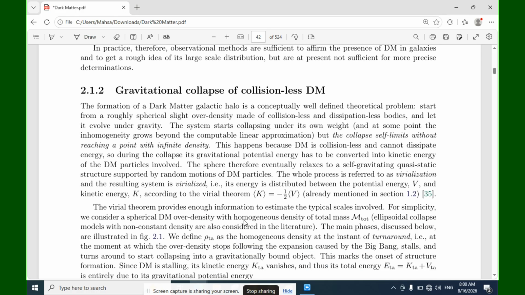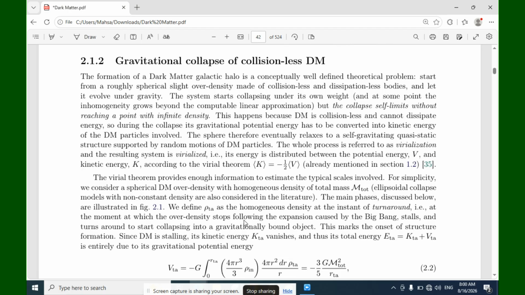Now, the second method is gravitational collapse of collision-less dark matter. The formation of a dark matter galactic halo is a conceptually well-defined theoretical problem. Start from a roughly spherical overdensity made of collision-less and dissipation-less bodies and let it evolve under gravity. The system starts collapsing under its own weight, and at some point the inhomogeneity grows beyond the computable linear approximation, but the collapse self-limits without reaching a point with infinite density. This happens because dark matter is collision-less and cannot dissipate energy.